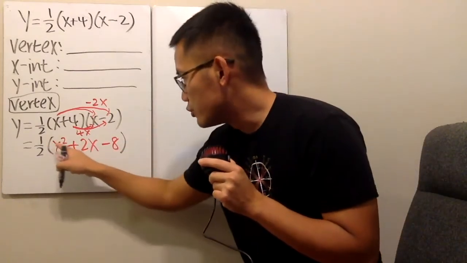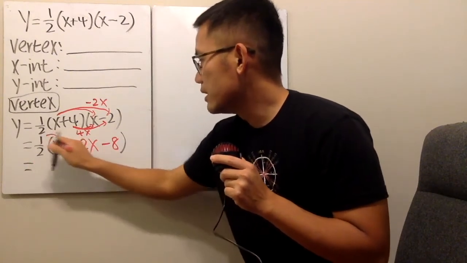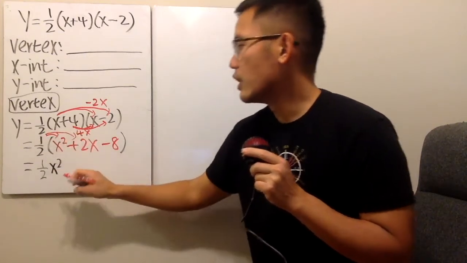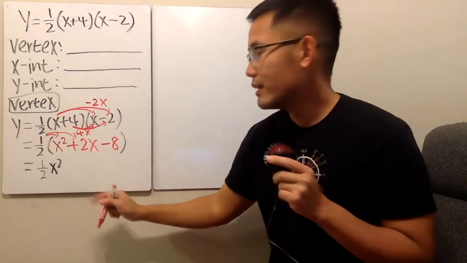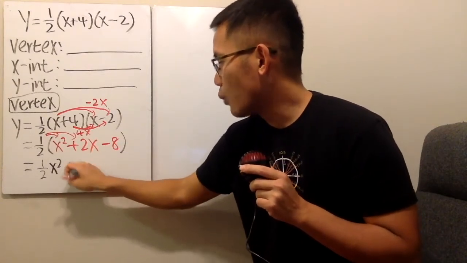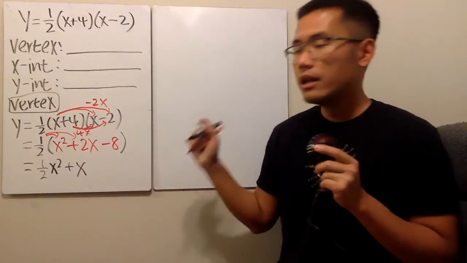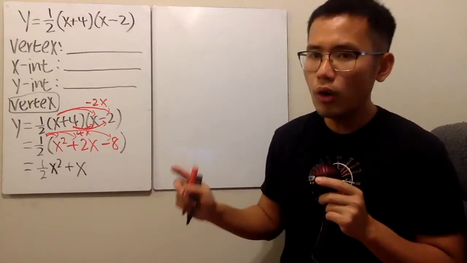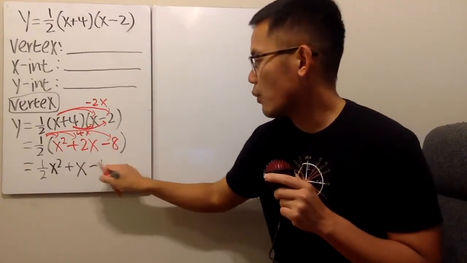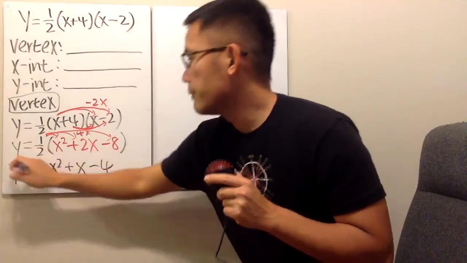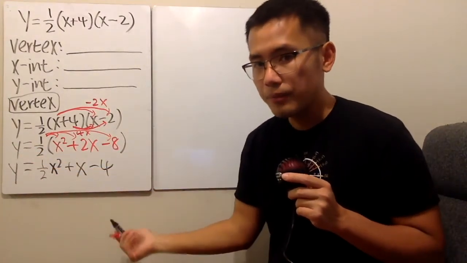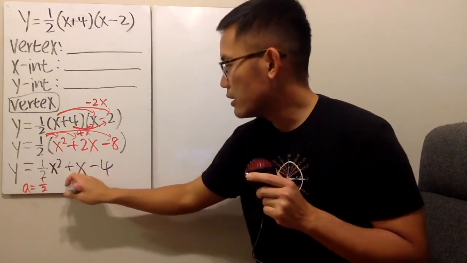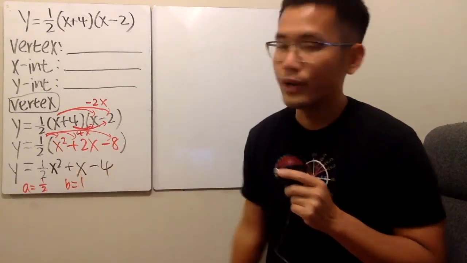Now, we are just going to distribute the 1/2. This times this, we get 1/2 x squared. Next, this times this, 1/2 of 2 is 1, so we'll just have 1x, so you can just write down plus x. Lastly, we take 1/2 times negative 8. Half of 8 is 4, and this is negative, so we have negative 4. Therefore, our equation is in the standard form now. This is our a value, which is 1/2, and the b value here is positive 1, right?